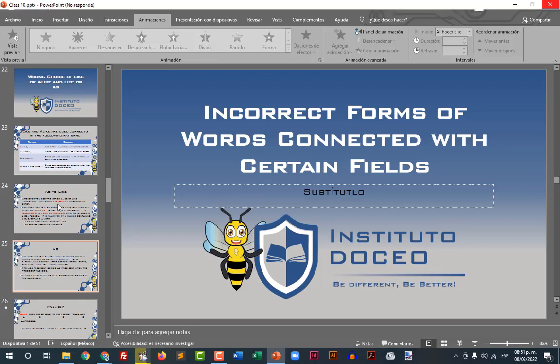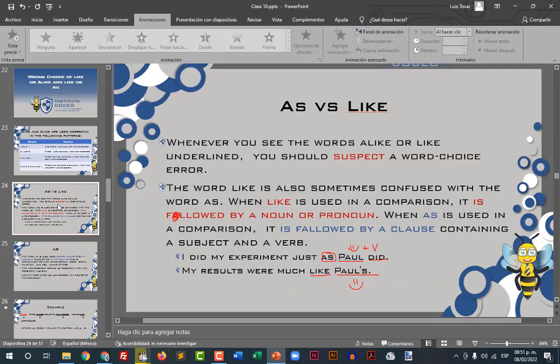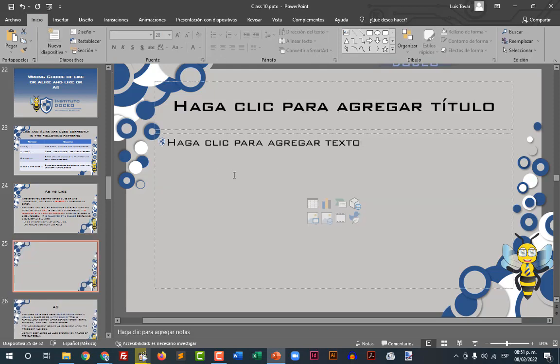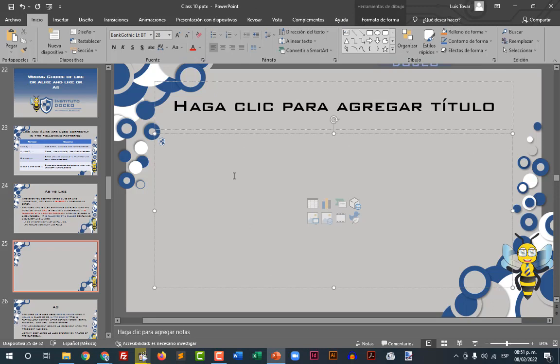Do you remember when we were checking the differences? As is always followed by a noun and a verb, or a subject and a verb. Remember when we checked because or because of? And we said that because is followed by a clause, and because of is only followed by a noun, or ing. That's right. So in this case, it's exactly the same. When we use as, it is going to be followed by a subject and verb.